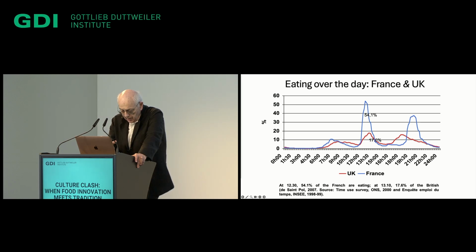But anyway, look at the times of day and when people are eating. The blue line here is the French, and the red line is the UK. You see that on any given day at 12:30, 54.1% of the French were eating, whereas the highest point in Britain was a little later, 1:10 p.m. or so, and there were only 17.6% eating at the same time.